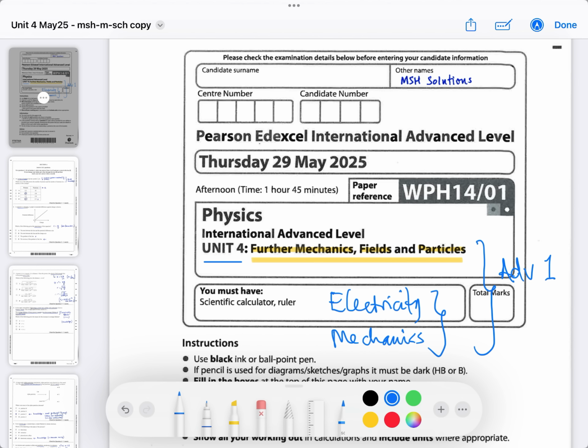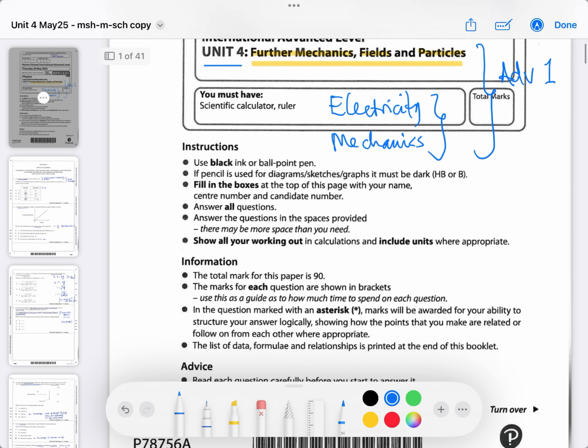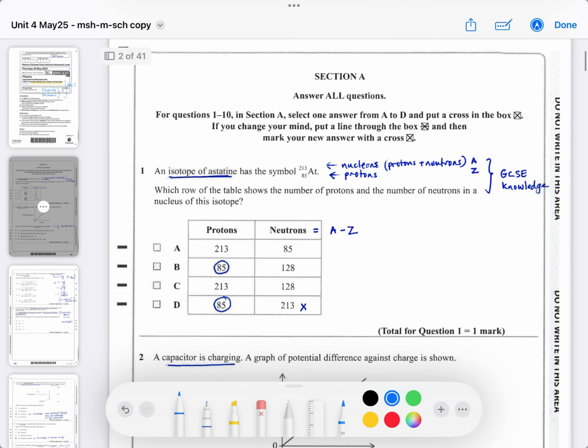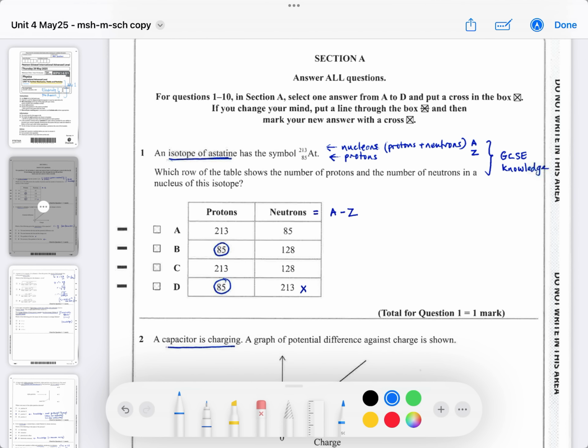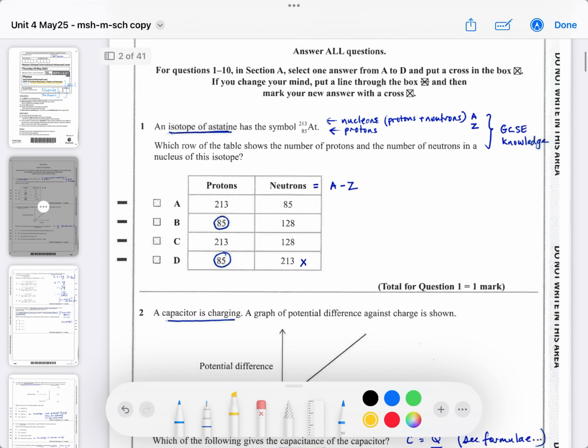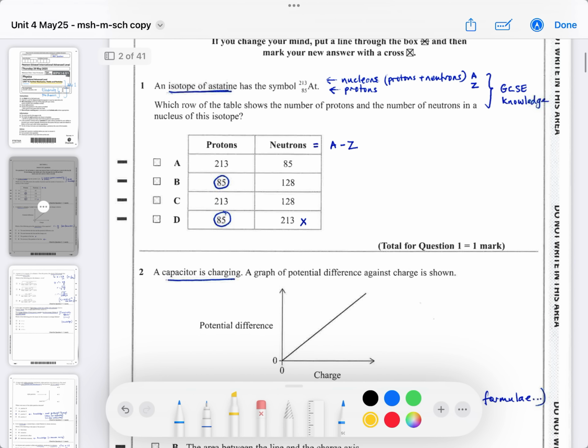Okay, so I hope that you find this useful. So whether you're doing linear or you're doing modular, I hope you make use of this walkthrough. Okay, so both the linear and the modular start off with multiple choice questions, and both are 1 hour and 45 minutes long. Okay, so the first question is always an easy question, and in this case they're talking about isotope, an isotope of astatine, and they're giving you the proton number and the nucleon number.